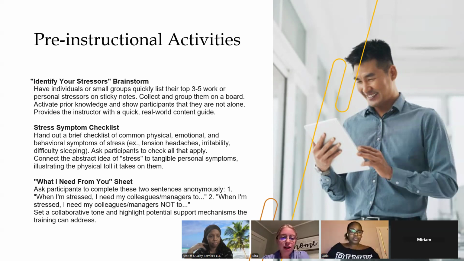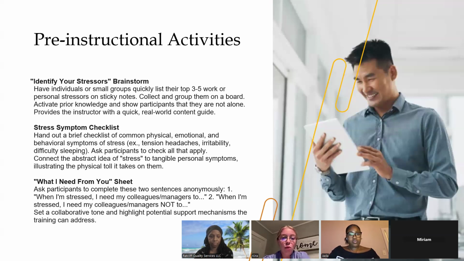The next activity I came up with is a stress symptom checklist where you can hand out a brief checklist of common physical, emotional, and behavioral symptoms such as tension, headaches, irritability, difficult sleeping. I'm sure a lot of us can relate to that. So what we're going to do is we're going to ask participants to check all that apply, connect the abstract idea of stress to tangible personal symptoms, and it illustrates the physical toll it takes on them.